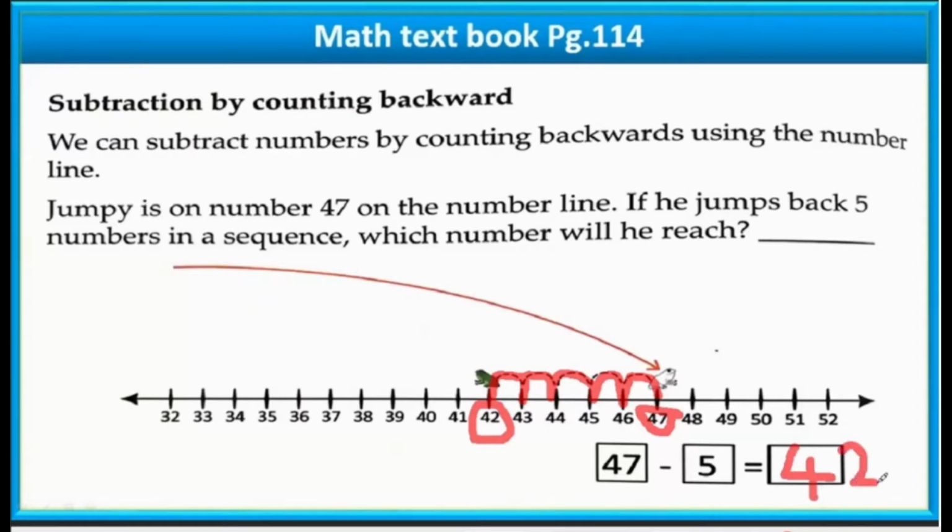Okay, shall we do this with the mind calculation? Yes. 47 in the mind. What is the initial number? 47, the biggest number. 47 in the mind, 5 in the finger. Before 47: 46, 45, 44, 43, 42. So where are we now? We are in 42. Yes, so that is our answer. We have done the answer correctly.